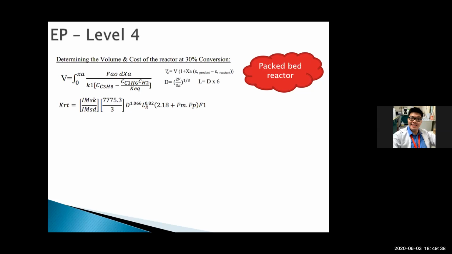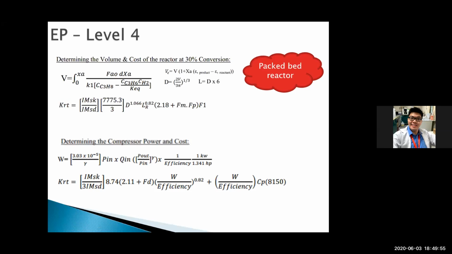In my design, I'm using a packed bed reactor. These are the volume and diameter equations, and the KRT here is the annual cost of the reactor, the maintenance cost to be precise. And then the compressor power. After you calculate the compressor power, you will use that power to determine the cost of your compressor.